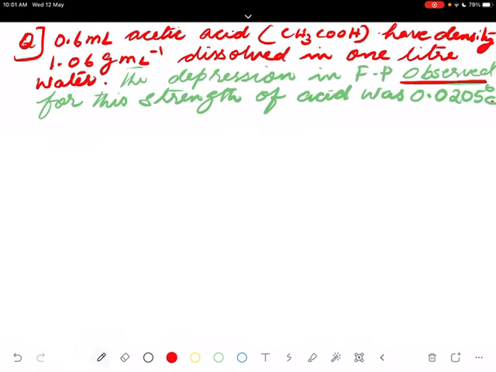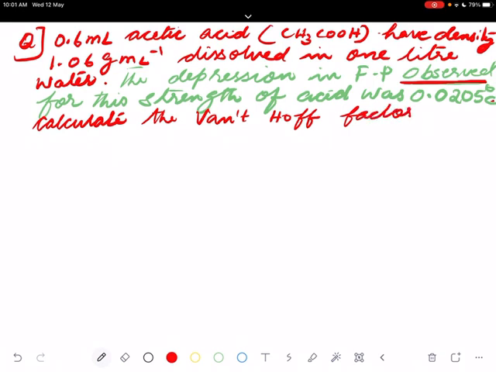Calculate the Van't Hoff factor. The Van't Hoff factor is i. The degree of dissociation or association is alpha. Van't Hoff factor and the dissociation constant.